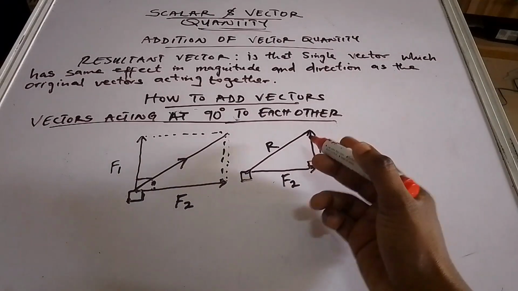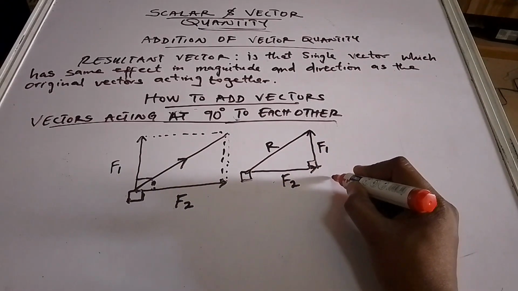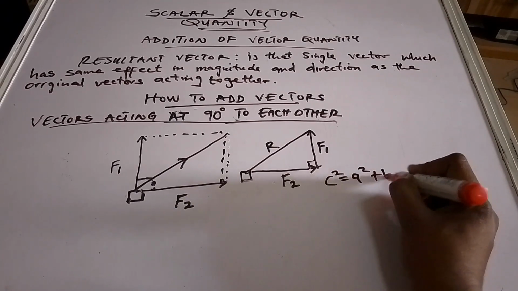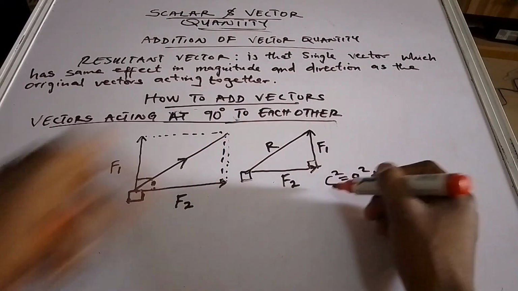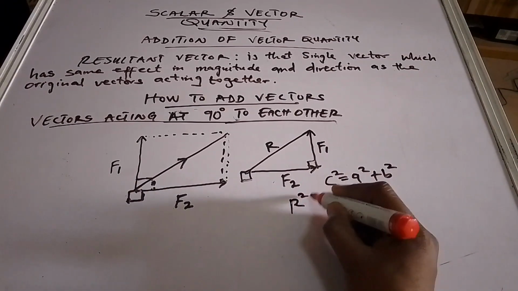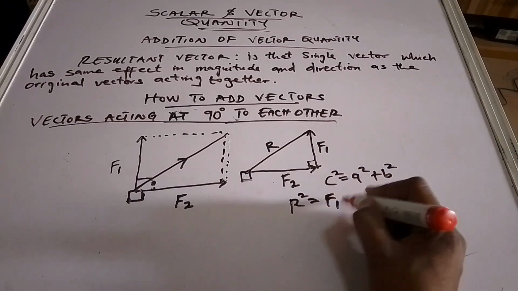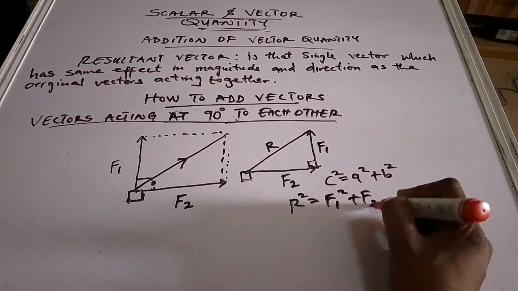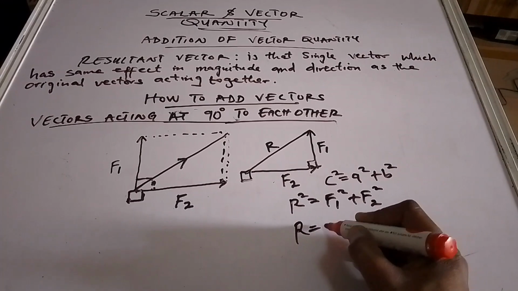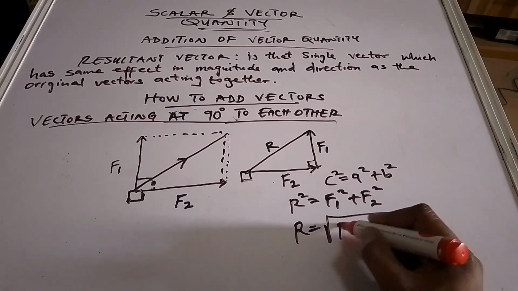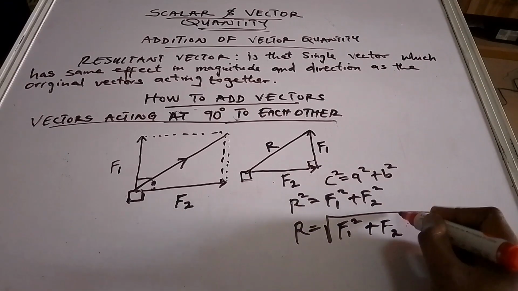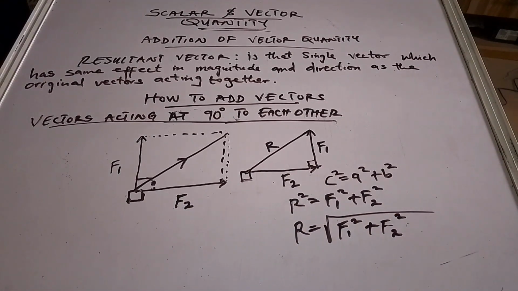Pythagoras theorem states that c squared equals a squared plus b squared, where c is the hypotenuse. So we are going to say R squared equals F1 squared plus F2 squared. Let's make R the subject, which is our resultant. Our resultant is going to be the square root of F1 squared plus F2 squared. That's how we are going to find our resultant.